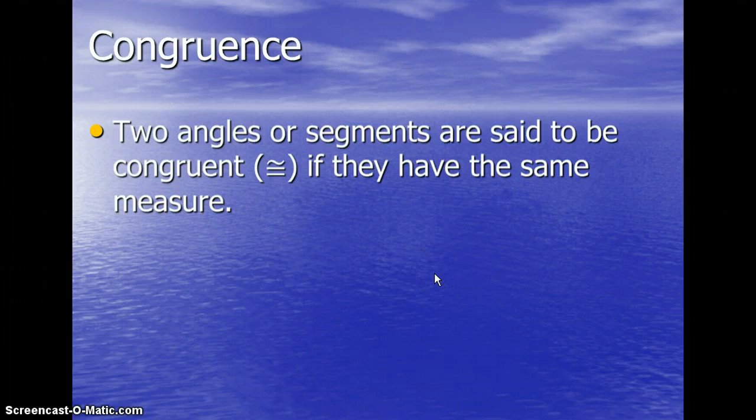And then our second topic is congruence. Now, two angles or segments are said to be congruent if they have the same measure. Now, we're not really going to measure things. We're not going to pull out a ruler and a protractor and see that, oh, an angle is 27 degrees or anything like that.